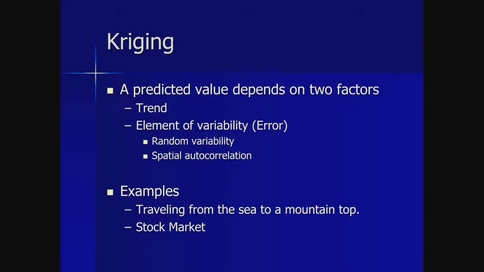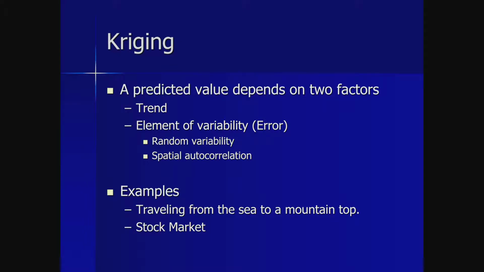One of them we call the trend. We talked about what trend is. Kriging can include a trend. It doesn't have to, but it can. And the other factor is elements of variability, random variability, spatial autocorrelation. In other words, how much do nearby points influence a value?